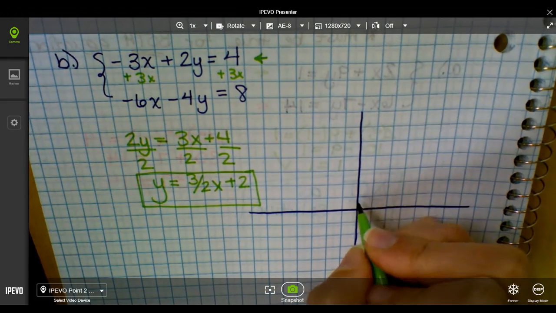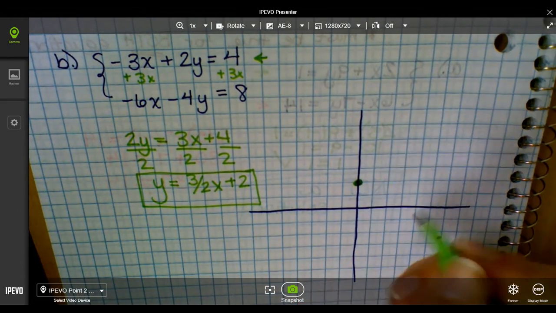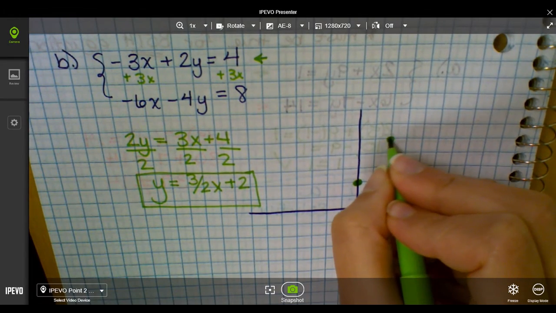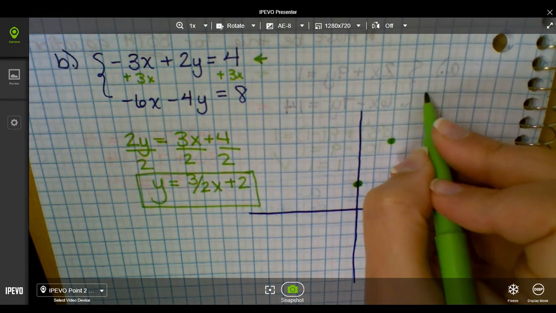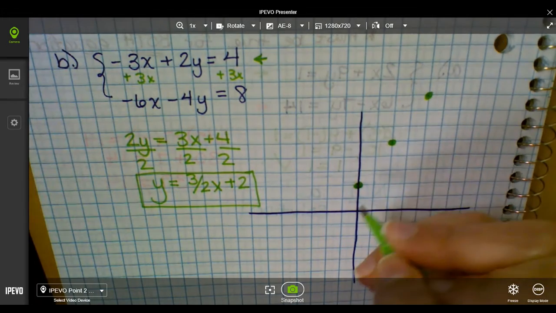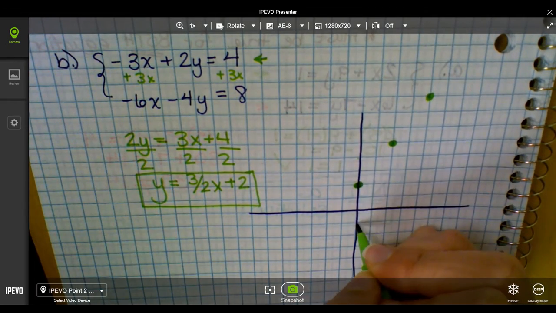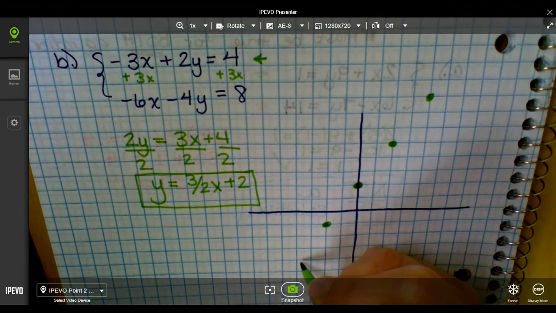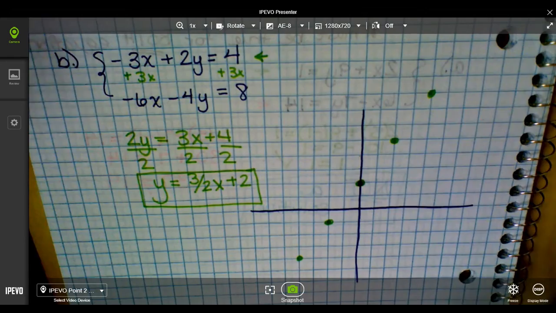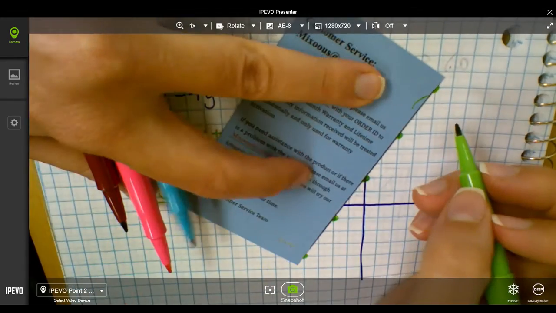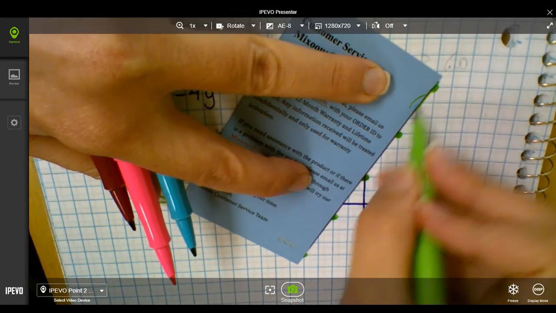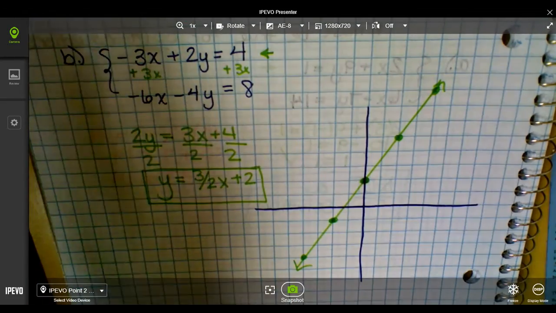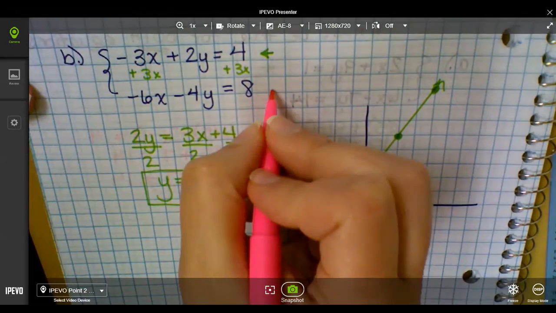Okay, so I'm starting at my 2 on my y-axis, and then I have a positive 3 over 2, so I'm going up 3 to the right 2. And then if I run out of space going this way, I'm going to go down 3 to the left 2. And again, I should have this nice positive line. I'm going to fill in as much as I can because I don't know where this other line is going to cross it. Okay, and then I got to go on to the next line.